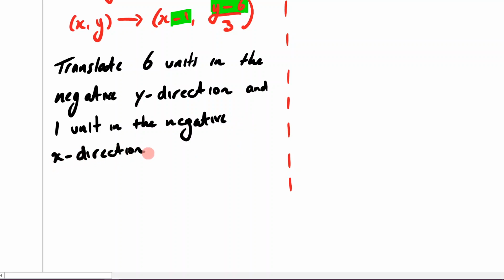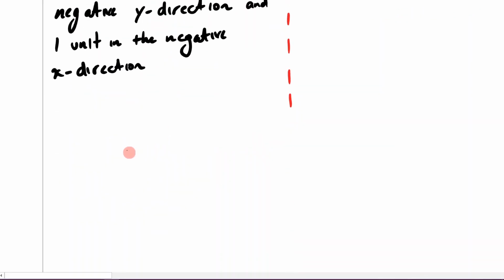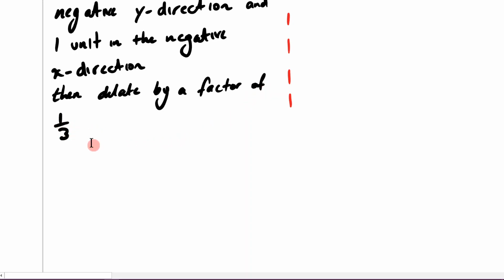Okay, now after we've done the translations, the next thing that happens is I divide by 3. So that means that the next thing that happens is I perform the dilation. First I did the translations, then I do the dilations. So remember that all important word, then: dilate by a factor of 1/3. Sorry, yeah, a factor of 1/3 because I'm dividing by 3, so it's a factor of 1/3 from the x-axis.